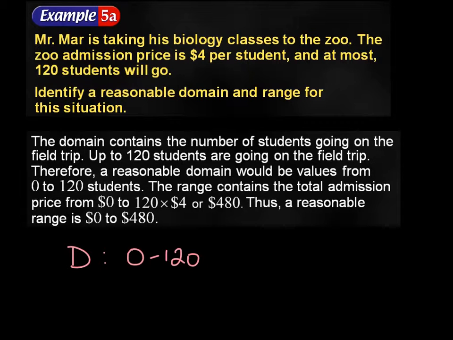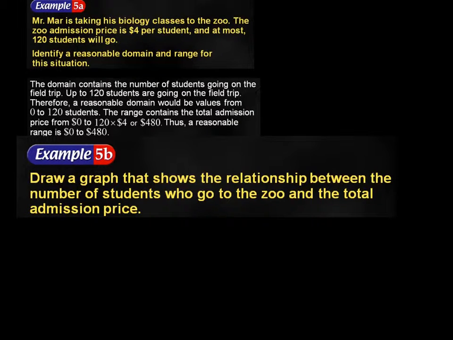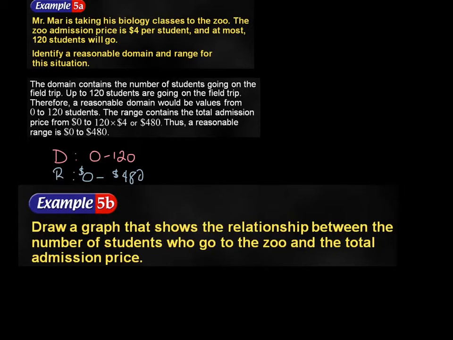The range contains the total admission price. Okay, again, you can't have a negative admission price. That doesn't make sense. So the range could be anything from 0 to 4 times 120, or $480. And that estimate is helpful for us to make a graph.